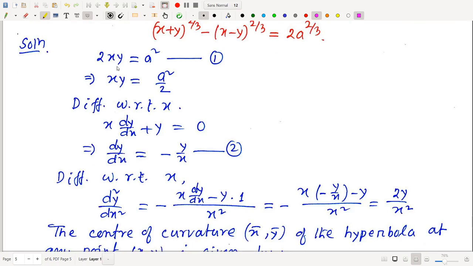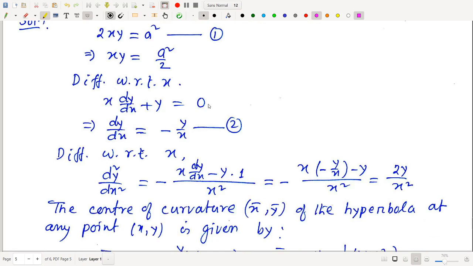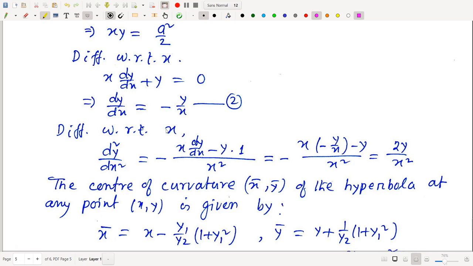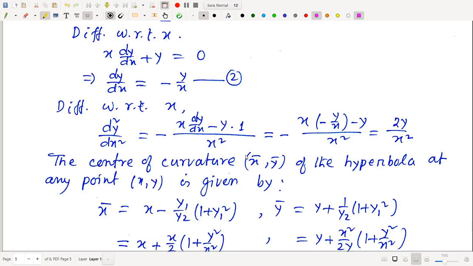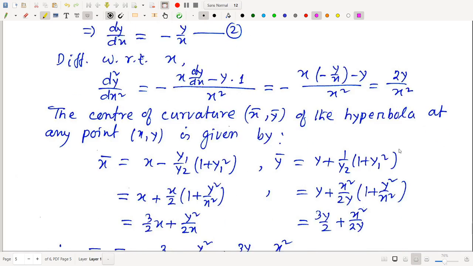So the curve is the hyperbola 2xy = a², that is xy = a²/2. Differentiating with respect to x, we get x dy/dx + y = 0, as a²/2 is constant. So dy/dx is -y/x. Now differentiate this again with respect to x. The right side is u by v, so v² means x², v into du/dx, where u is y, dy/dx, minus y into the derivative of x, which is 1. Now put the value of dy/dx from line 2, it is -y/x. So x cancels, -y - y, giving -2y, but there is a minus sign, so it will be 2y/x².